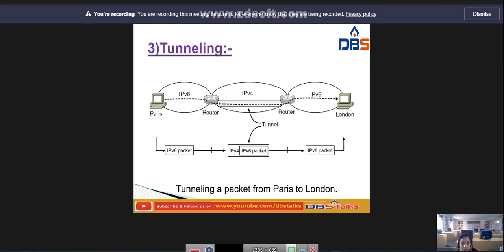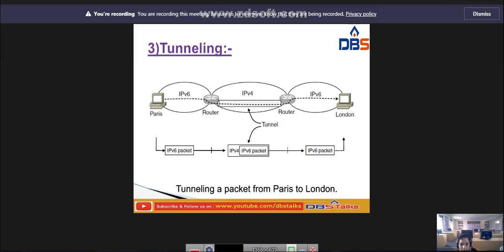For example, think of an international bank with an IPv6 (internet protocol version 6) network in Paris and an IPv6 network in London, and connectivity between the offices via the IPv4 internet. This situation is shown in the figure here. This is Paris. This is London.